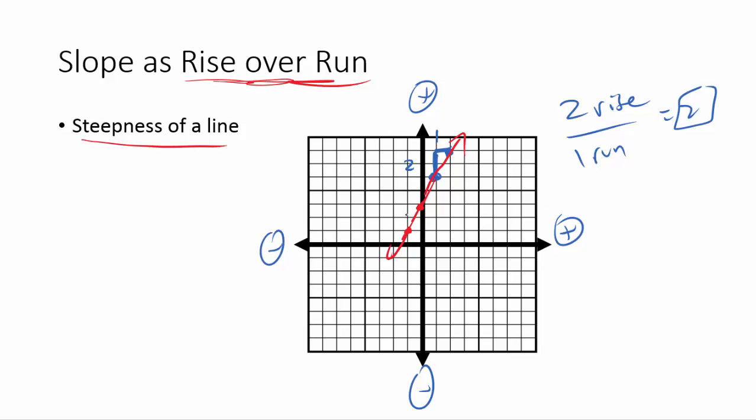It doesn't really matter which points you pick. You could pick this point and this point, for example, and you can see from here to here we're rising 4, and from here to here we're running 2. If you reduce that fraction, rising 4 and running 2 gives you the exact same answer that we had before.